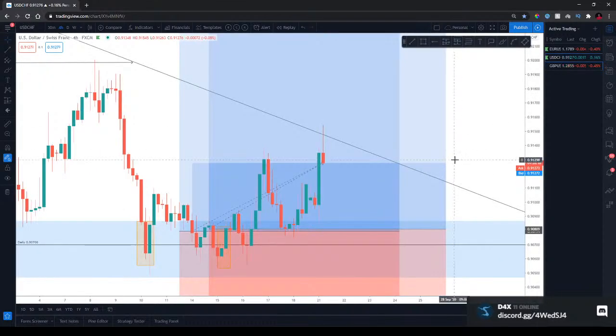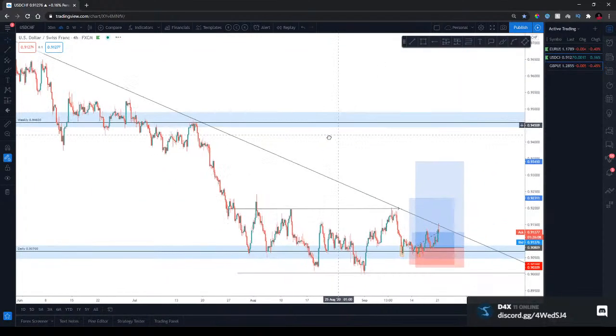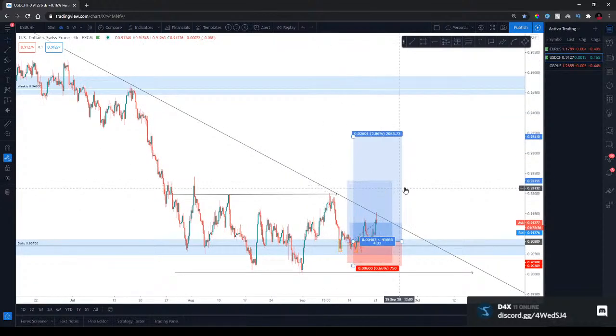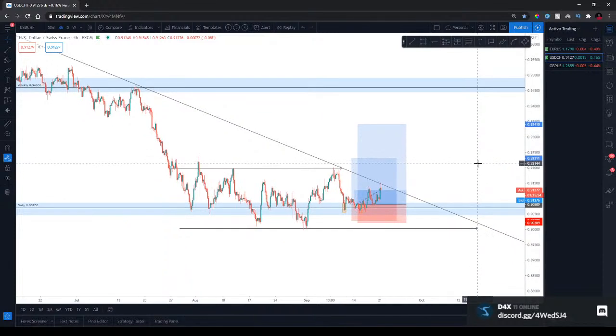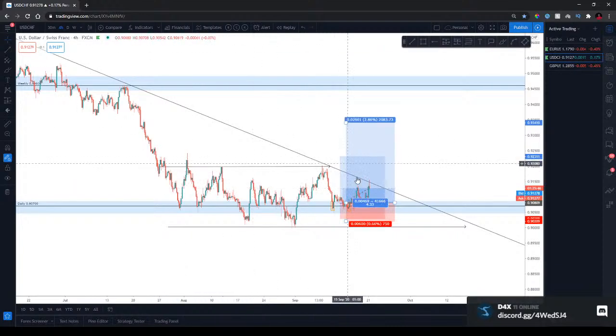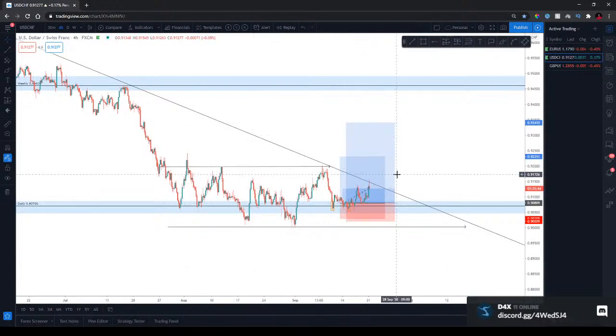Alright, let's go to the next pair, U-Chef. U-Chef, same analysis, really focused on DXY for this month right now. Like I said, looking for it to reverse for a short period of time. Now, there is something that has changed since last week, in my opinion. So, overall for this, what I'm looking for is for price to push up and break this trend line.